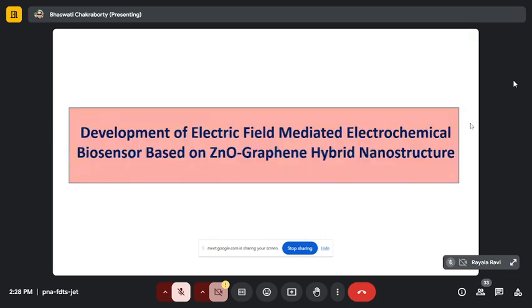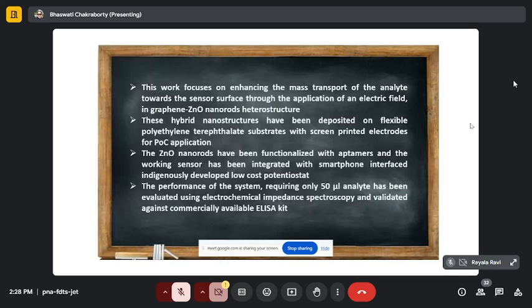So in the next work, I'll be discussing the development of an electric field mediated electrochemical biosensor based on zinc oxide graphene hybrid nanostructure. In this work, we have considered a PET-based substrate, which is a flexible substrate, and we tried to incorporate an electric field mediated electrochemical biosensor for directed capture of the biomolecules on the sensing surface.